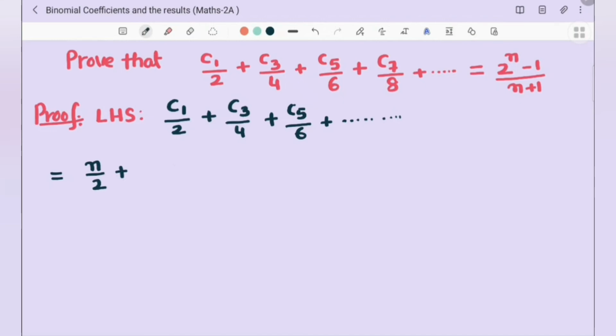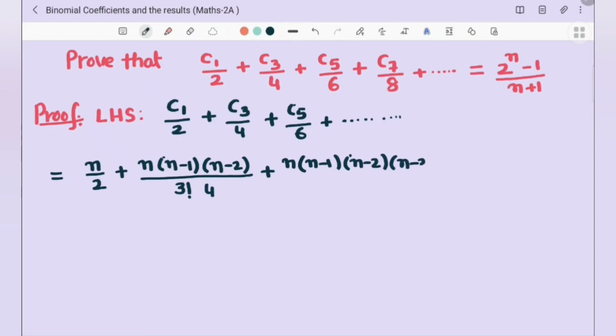C3, nC3. nC3 means n into n minus 1 into n minus 2 divided by 3 factorial, into already 4 is there now, plus nC5. So nC5 means 5 terms we need to write. n into n minus 1 into n minus 2 into n minus 3 into n minus 4 by 5 factorial. nC5 by 6. So n into n minus 1 into n minus 2 into n minus 3 into n minus 4 by 5 factorial into 6 plus and so on.